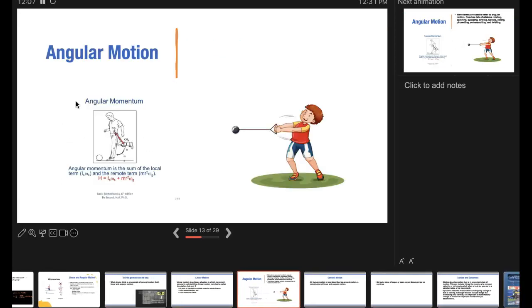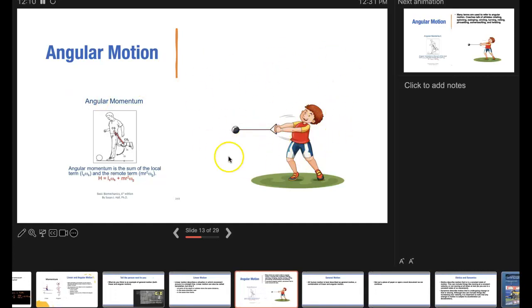So angular motion would be swinging something around in a circle. A great one is, I forget what this one's called. It's not shot put, it's not discus. What's this one called? Hammer throw. That's the only one I've never done. I've done all the other ones in like track and field days and stuff.